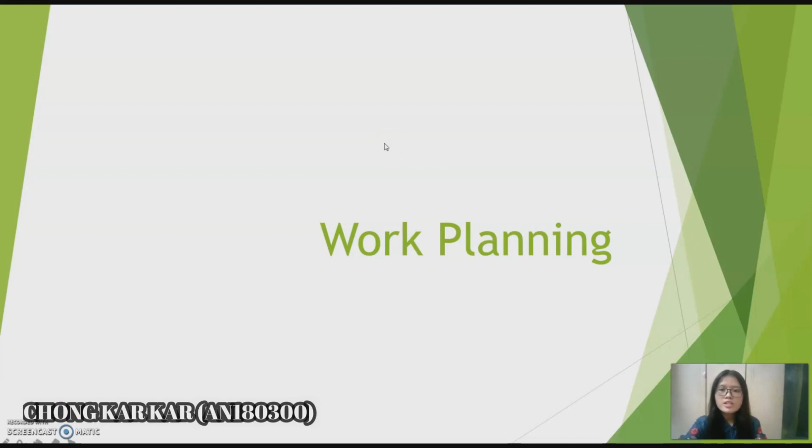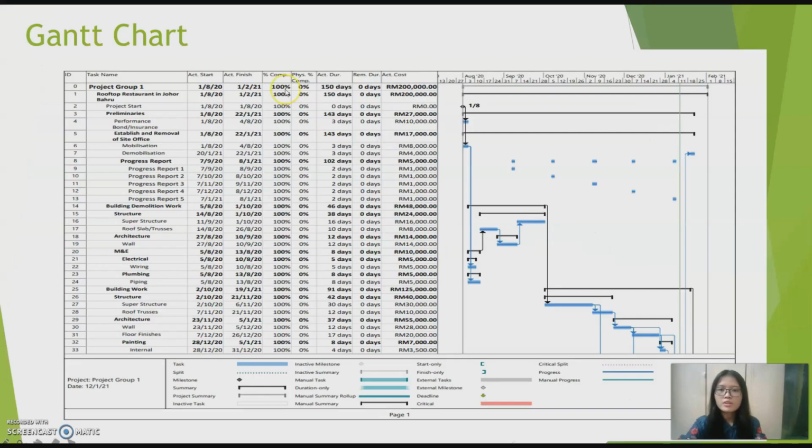First, the project is about the construction of an additional level of a rooftop restaurant which is located in Johor. Based on the project information given, the project started on 1st August 2020 and takes 6 months to finish. The Gantt chart provided states clearly that the ending date is on 1st February 2021 with 150 days. All the public holidays and even the non-working Sundays are deducted. The total cost of the project is 200,000.